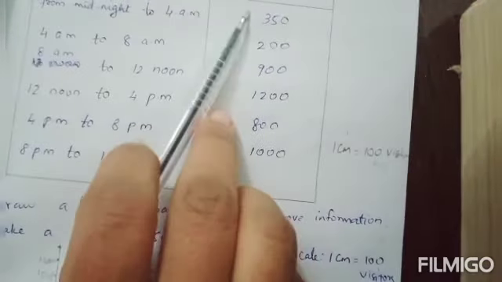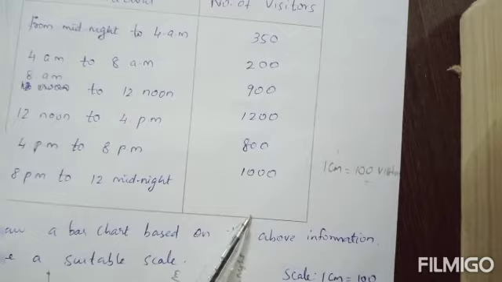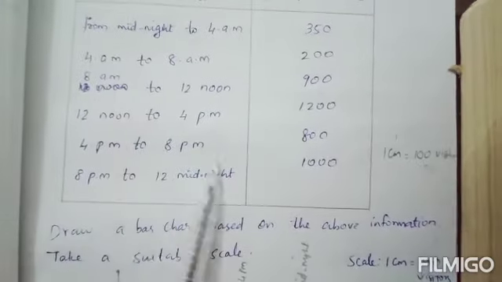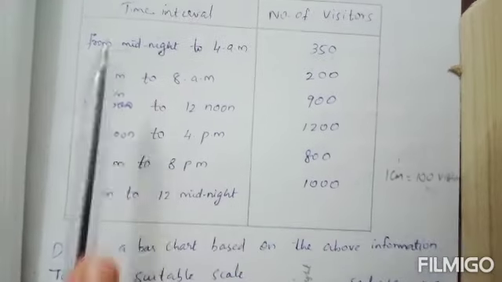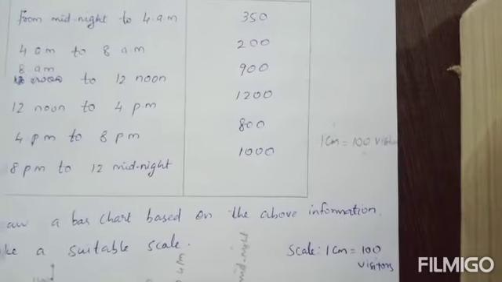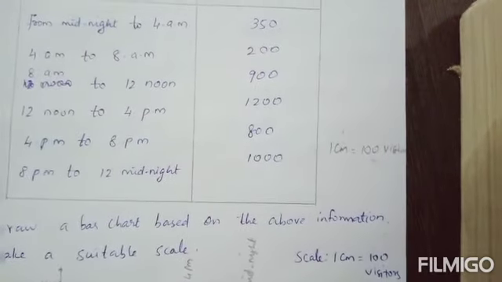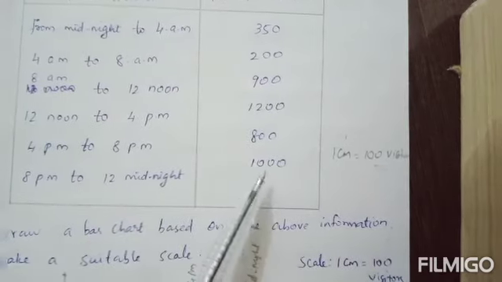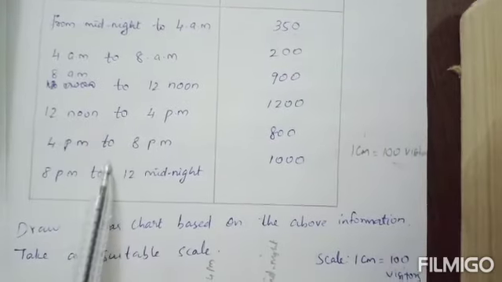Next, how many customers visit the medical shop in a day? For that you have to add the number of visitors. In a day, the time interval given here is from midnight to 12 midnight. So in order to find the total number of visitors in a day, you have to add the number of visitors who arrived at different time intervals.